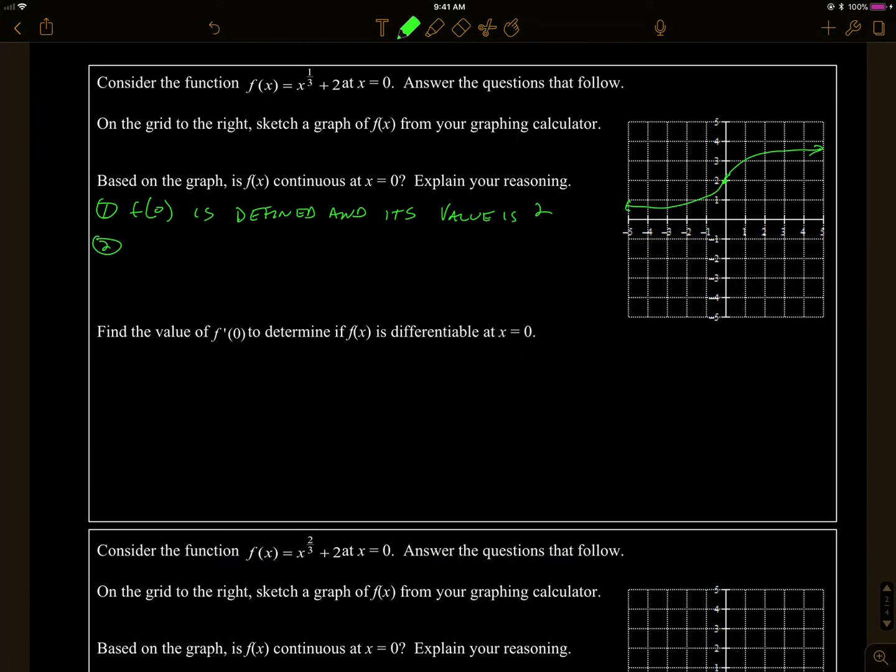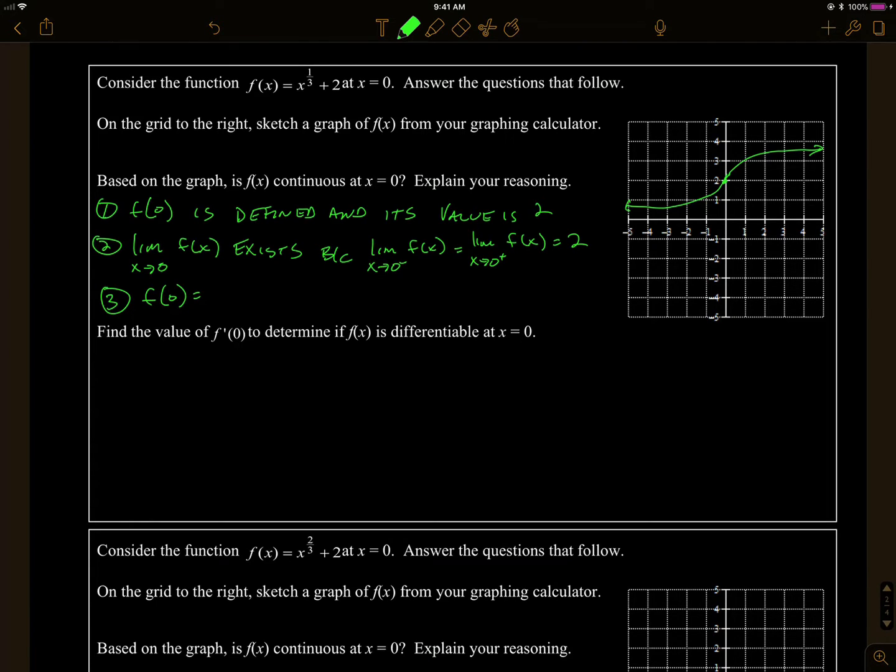So it looks like it's 2. Now, does the limit exist as x approaches 0? And it looks like it does. That's because the limit from the left is approaching a height of 2, and the limit from the right is approaching a height of 2. So the limit definitely exists because the limit from the left equals the limit from the right, and they're both equal to 2. So their value is also 2.